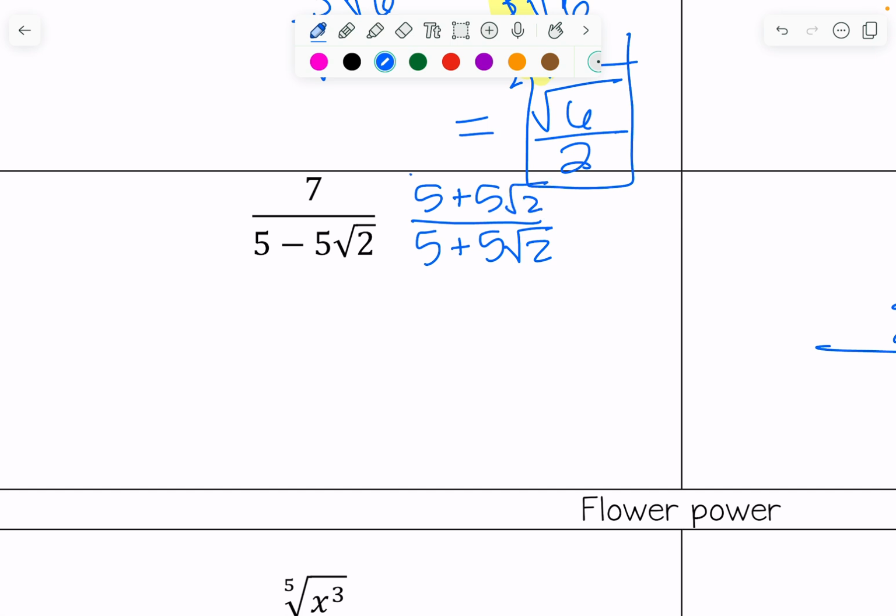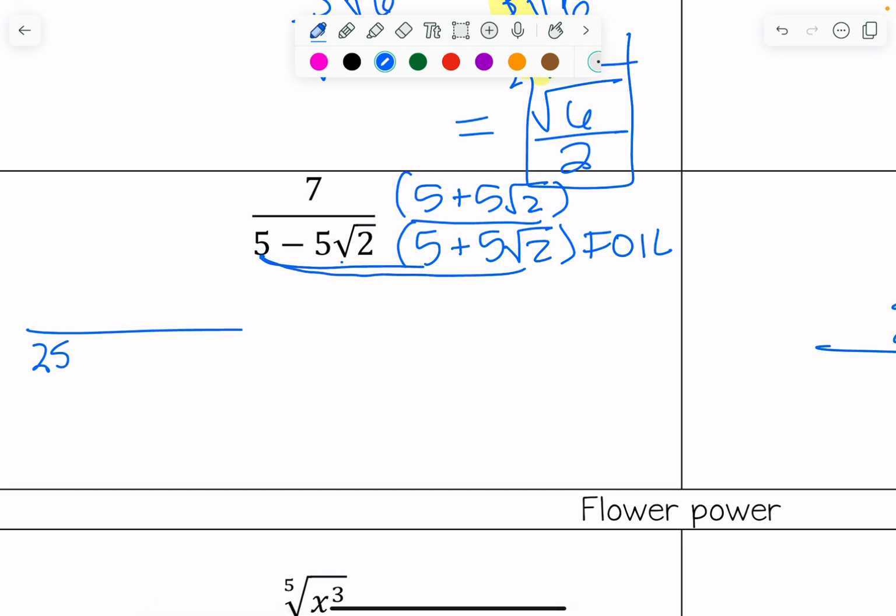Now we're going to multiply that up top, but let's go ahead and FOIL the bottom. The bottom is going to be 5 times 5, which is 25. Now, when I multiply this, it's plus 25 square root 2, minus 25 square root 2. The insides are gone. So all that's left is the negative 5 square root 2 times 5 square root 2. So that's negative 25 square root 4. I multiplied the 2's and I multiplied the 5's.